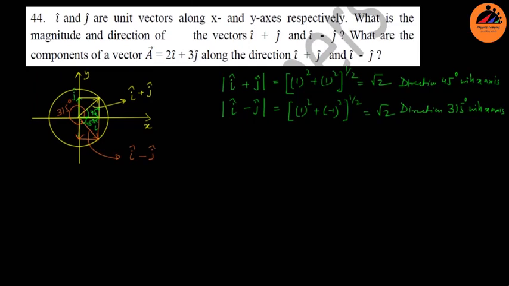Now let's find the components. So this is the second part. The second part we are doing: what are the components of A? So what is A? A is 2i cap plus 3j cap. Now what they are asking is basically the components of A along the unit vectors along i cap plus j cap. So let's find the unit vectors first.